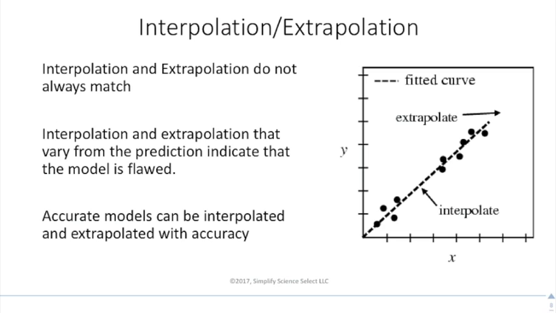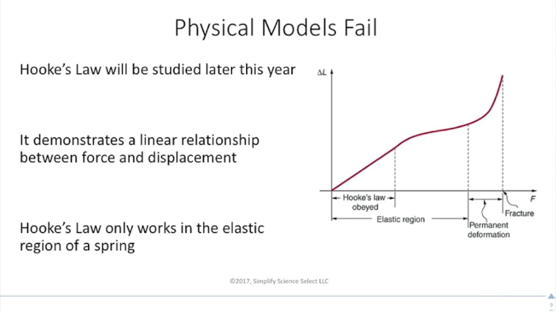So the fact that we have some discrepancy between the predicted value and our actual values that we test indicates that there is going to be some variation, that it's not a completely accurate model. And physics models will fail.